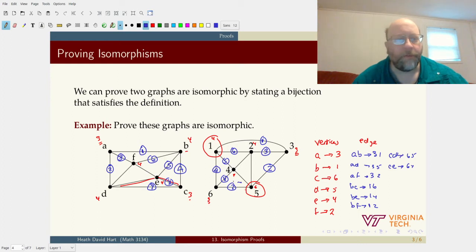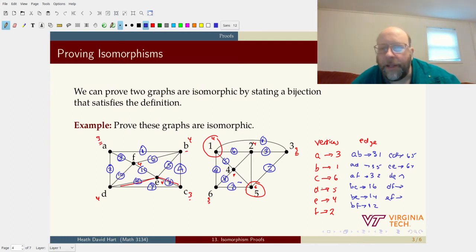All right, and now what's left? We have DE and DF, and EF. I'll go ahead and write these down. So this is 9, 10, and 11. All right, DE goes to 5, 4, which is this edge here. DF goes to 5, 2. 5, 2 is this one here. That's 10.